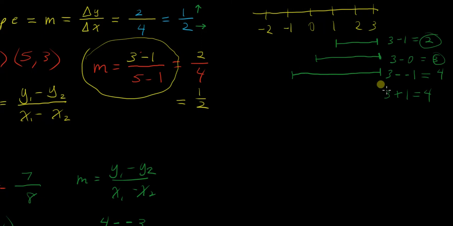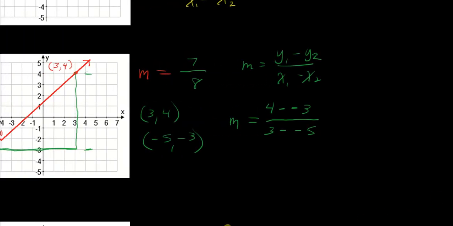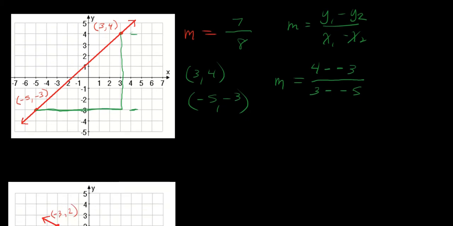And so this is something you always want to remember. If you subtract a negative, if you minus a minus, it's the same as adding. So let's go back to our problem here. Now we know that this is really 4 plus 3, and this is 3 plus 5, and that gives us 7/8. Well, there's our slope. Just like we got it visually, here we did it mathematically.